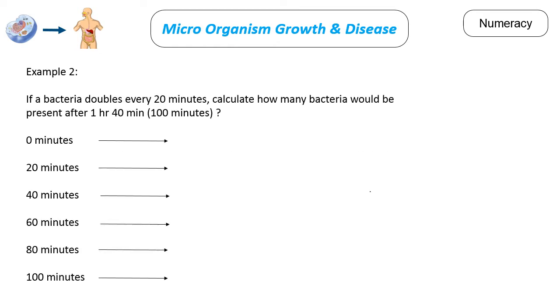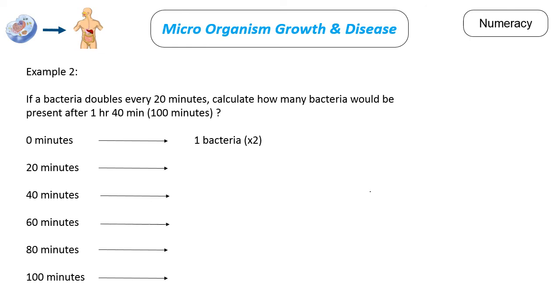And this is exactly what I was just saying. In example 2, every 20 minutes we have the time down the side: 0 minutes, 20 minutes, 40 minutes, 60 minutes, 80 minutes, and 100. Then the arrow going over is determining how many bacteria there will be. So after 0 minutes, we have 1 bacteria.